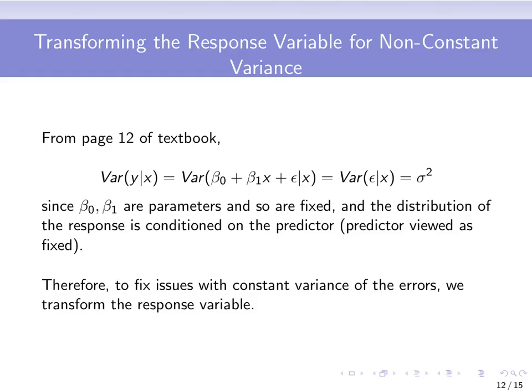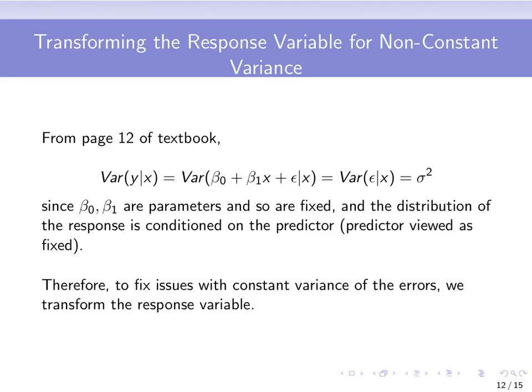Now, why is transforming the response variable used to solve the non-constant variance problem? Basically, the reason is the variance of your y for each value of x has to be a constant. We know y is equal to beta 0 plus beta 1 x plus the error term. So this is basically y.